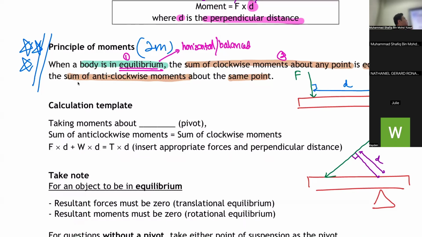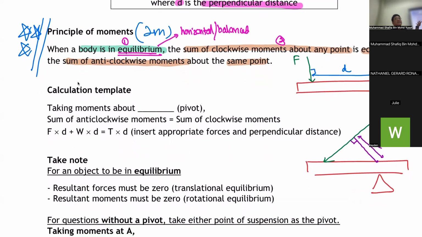Now, today we're going to talk about the calculation involving principle of moment. Wherever you have any questions involving principle of moment, depending on your school, they might want you to say this: taking moment about a certain pivot, then you must say sum of anti-clockwise equal to the sum of clockwise moment. Some schools need you to write this keyword in order to gain full marks. So if your school needs to, please write it down. For O level, I will just advise write also, just in case they do ask.